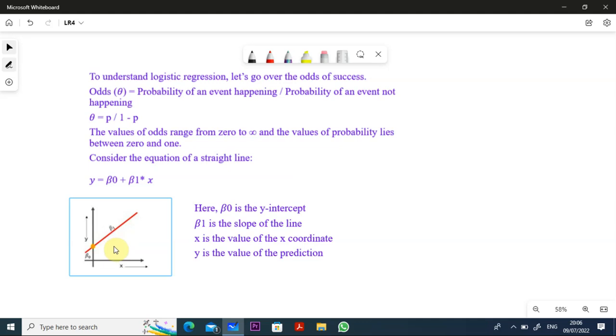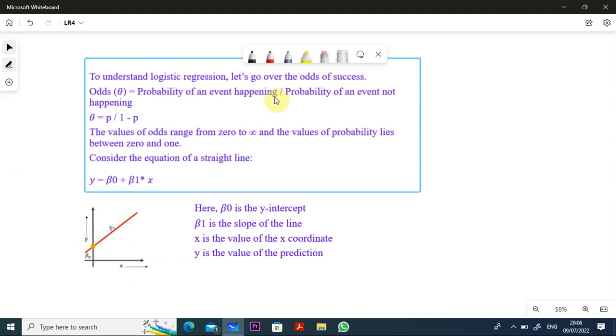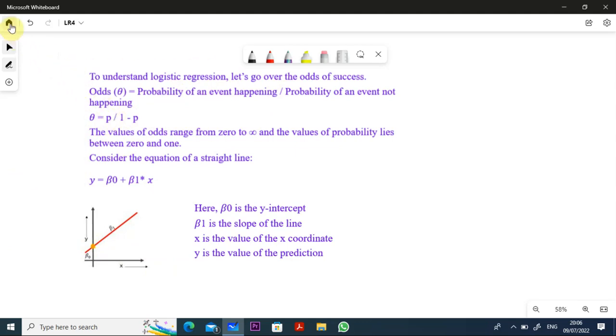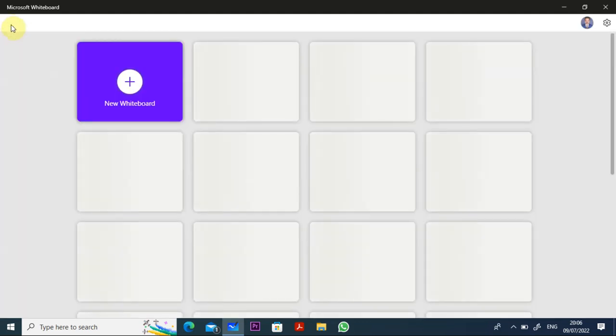So this beta 1, if you remember y is equal to mx plus c, it is the same thing we are trying to represent. Here m is equal to beta 1, c is equal to beta 0, and x is the value of the x coordinate and y is the value that we are going to predict. So x is represented here on this x axis and y is what we are going to predict. You get it now? So this is the concept we are using: the odds of success, which is represented by theta is equal to p divided by 1 minus p, right?